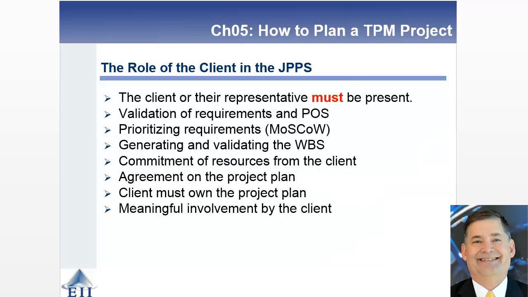Note, and this will be the last slide in this video, that the client must be present, must be involved. Their principal role is the validation of requirements and the project overview statement. You have to break down those requirements into things that are absolutely must have as opposed to could have, as opposed to wants. From those requirements, you can then generate and validate the work breakdown structure, get a commitment on resources from the client, and then work forward through the project plan. There is some give and take here, and it can't be done remotely. It'll slow everything down. So again, you want the client involved in the joint project planning session.